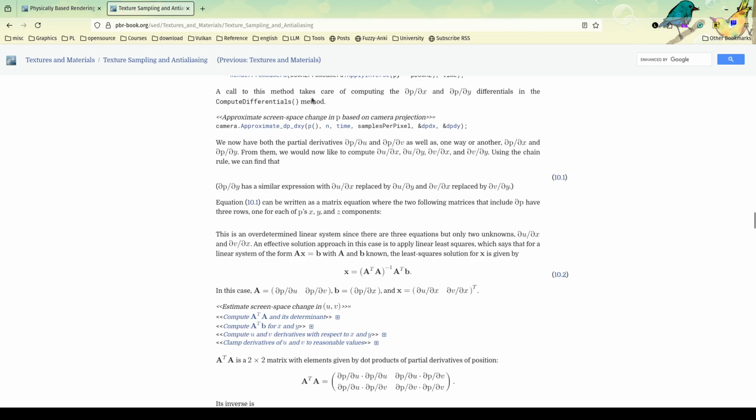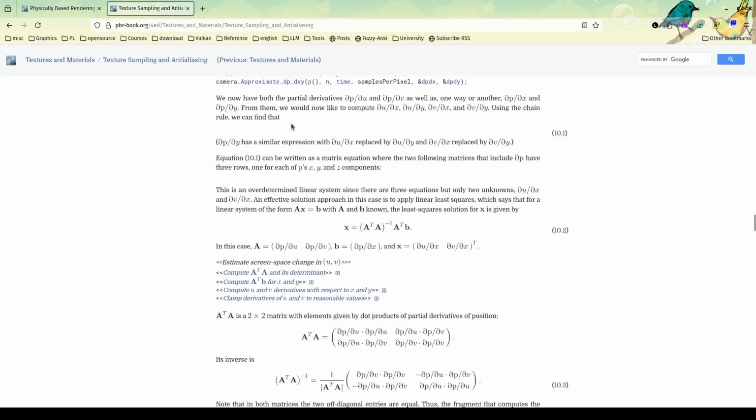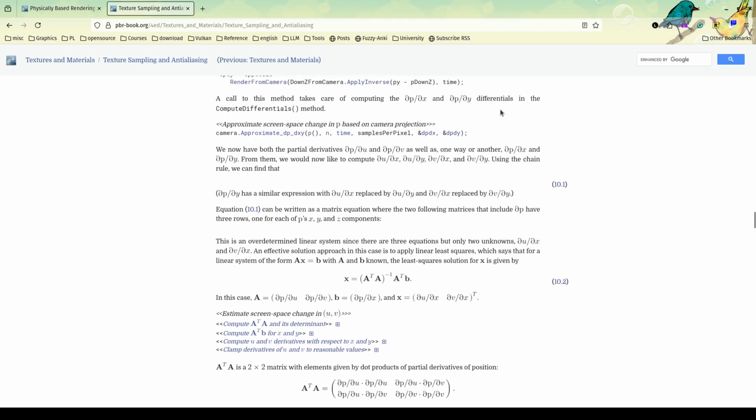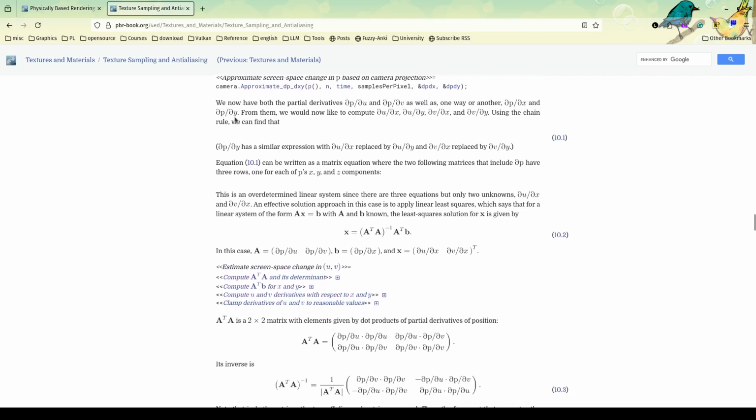A call to this method takes care of computing the partial p partial x and partial p partial y differentials in the ComputeDifferentials method. So we now have both the partials, partial p partial u and partial p partial v, as well as one way or another partial p partial x and partial p partial y. And then finding those should be pretty trivial. I think using the chain rule we can find that.